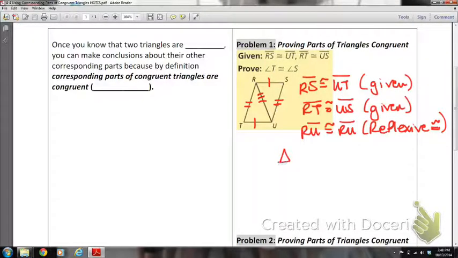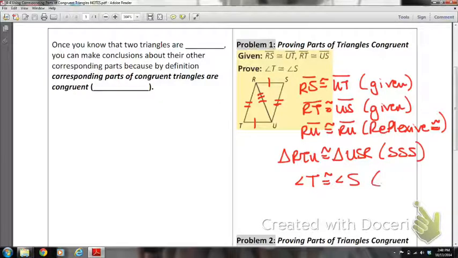So we have triangle RTU is congruent to triangle USR because of side, side, side triangle congruence. And now that we know that the triangles are congruent, we can now state that other corresponding parts are congruent. And the ones that we're supposed to prove are T. Angle T is congruent to angle S because corresponding parts of congruent triangles are congruent. CPCTC.